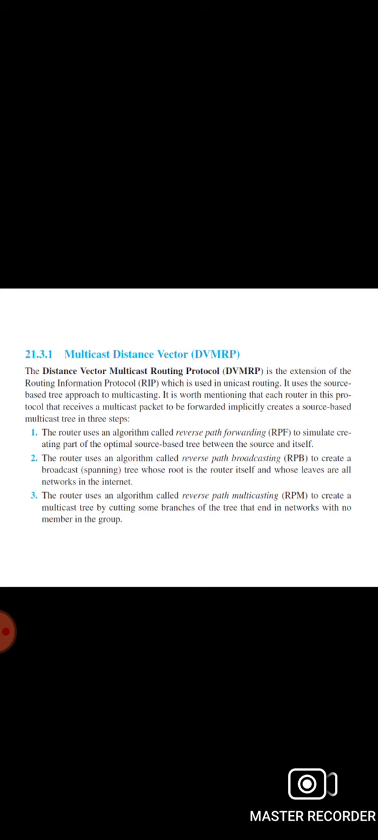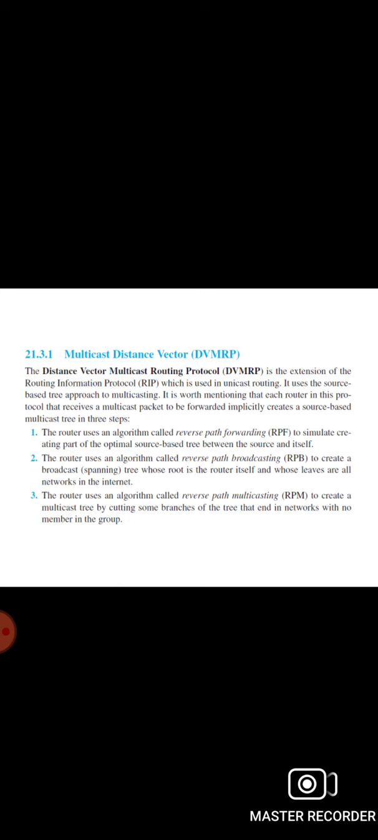It is worth mentioning that each router in this protocol that requires a multicast packet to be forwarded implicitly creates a source-based multicast tree in 3 steps. Now let's see one by one. The first one is reverse path forwarding. RPF is a modified flooding strategy to prevent loops.